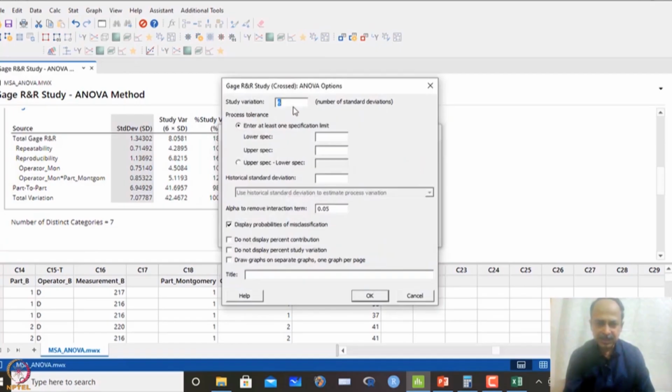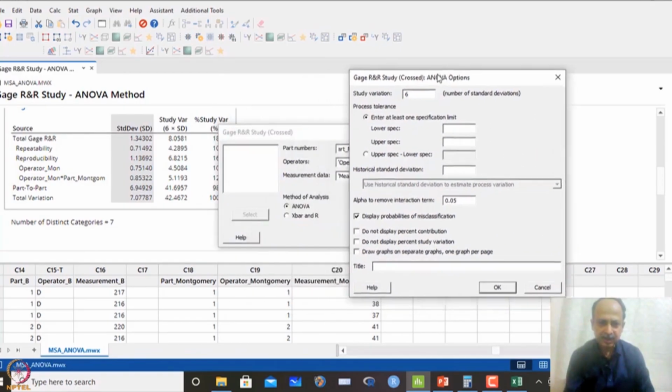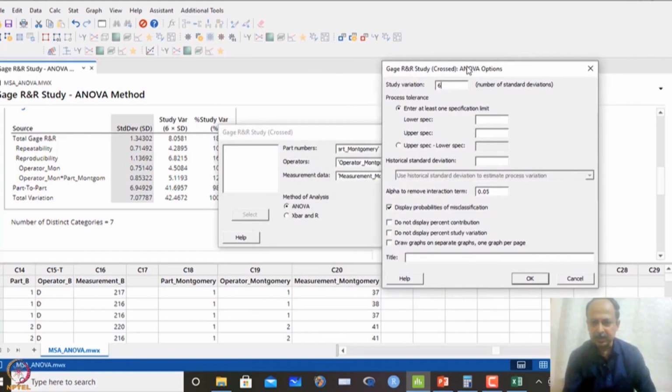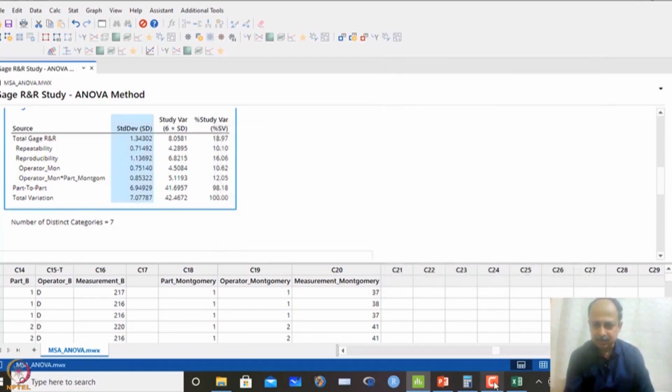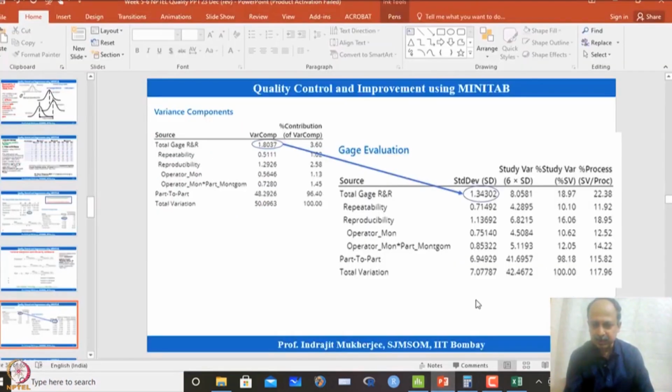So, in this case 6 standard deviation with respect to percentage standard deviation, and this is calculated from the historic information, or this is calculated from the sample. So, here what we can do is that we can provide information over here. So, percentage study variation. So, this is done over here. So, one second. So, this is the slide, let me go back to the slide.